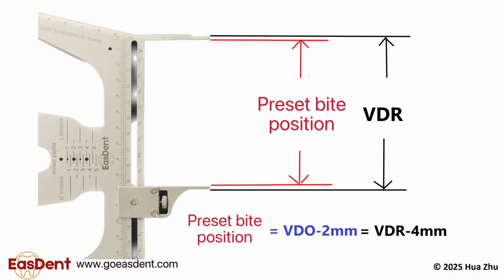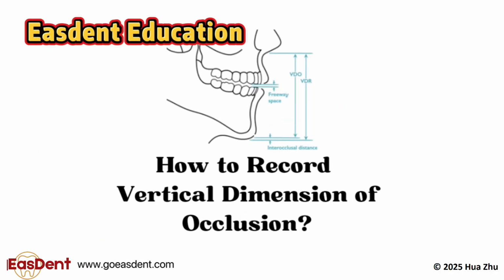Both sticks are 2 mm wide. This bite position is 4 mm less than the VDR, which takes away the 2 mm of freeway space and provides an extra 2 mm for the final impression thickness. To understand more about VDO and VDR, you can watch the video How to Record Vertical Dimension of Occlusion.